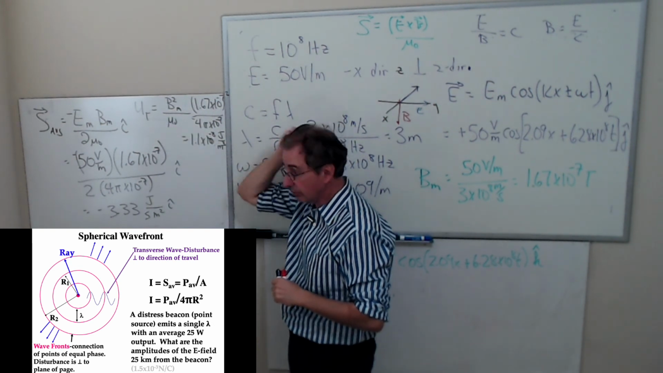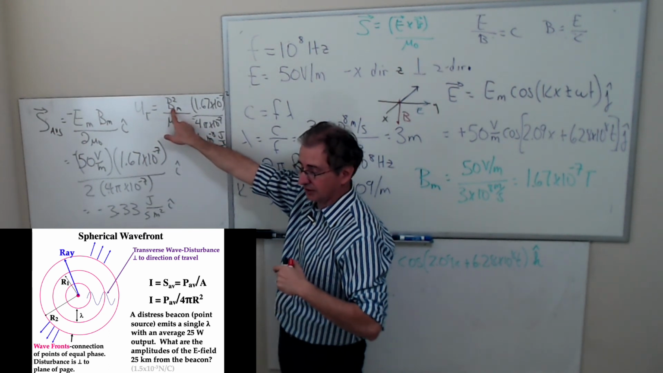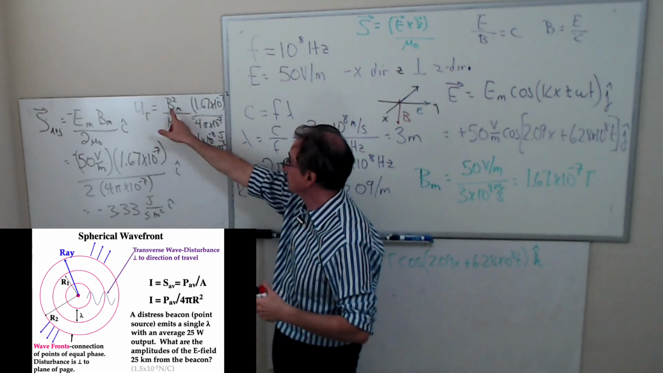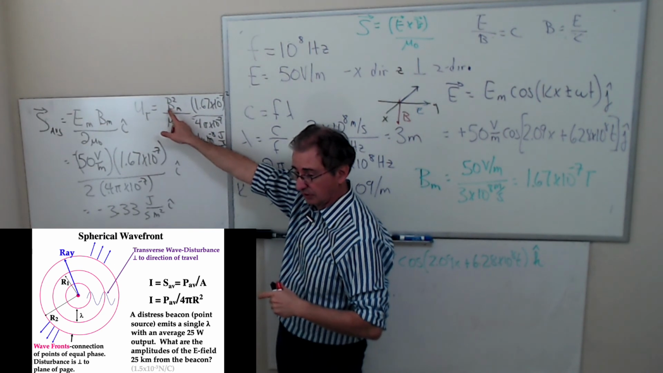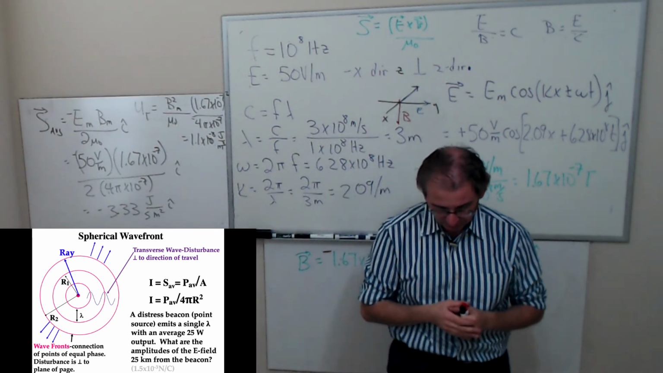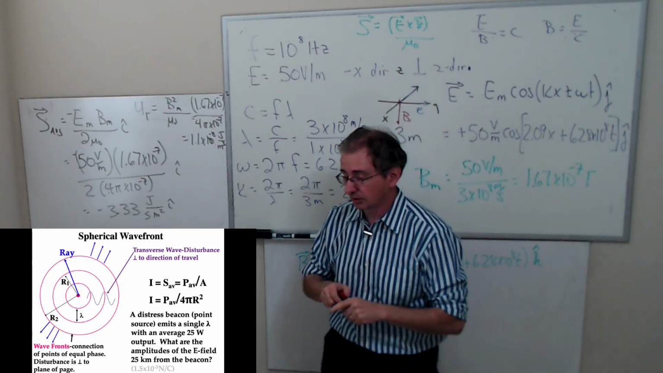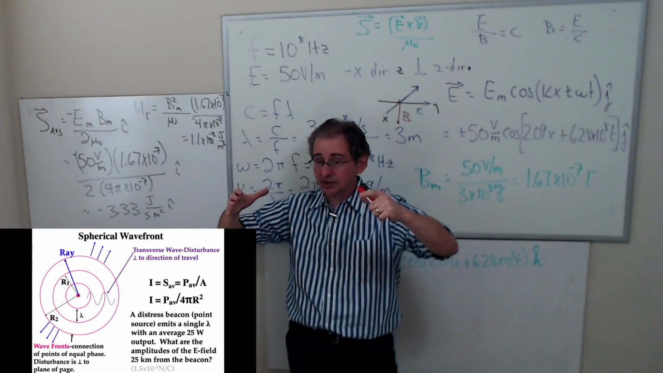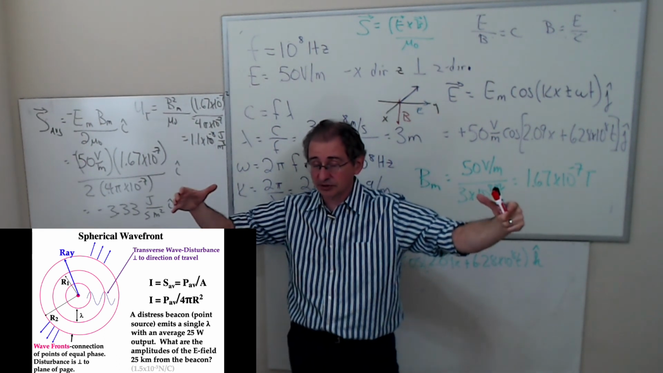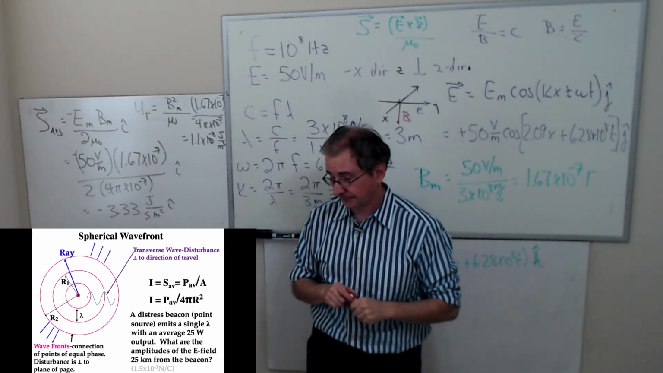Okay, the energy in the wave depends on the square of the amplitude of the wave. You can either write it in terms of E squared or B squared. So the energy in the wave depends on the square of the amplitude. So as the energy is distributed over a larger sphere, what's going to happen to this amplitude? What must happen?